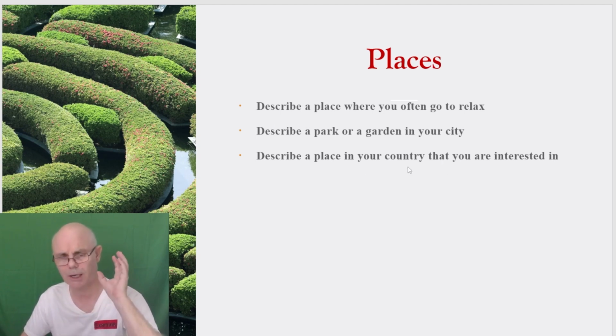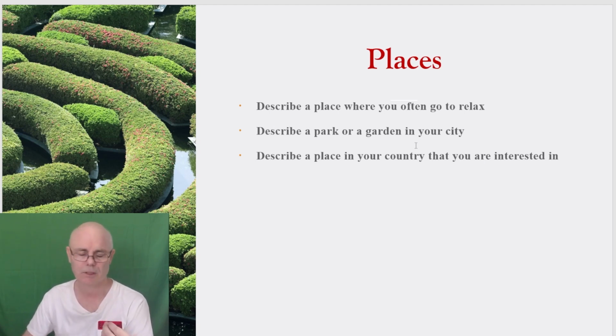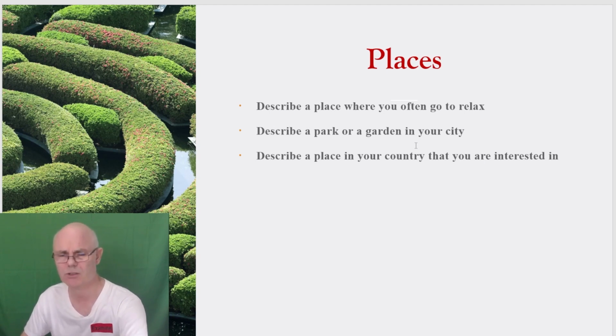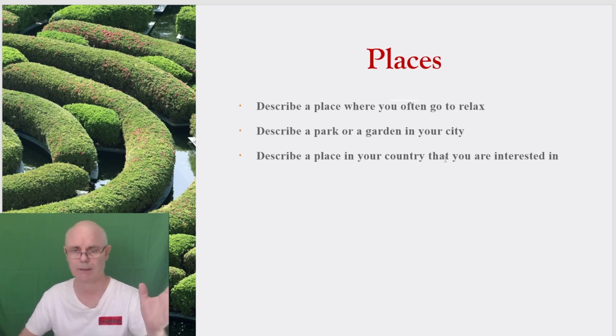So if you pick a national park in your country, a famous national park in your country, then you could use it to answer all of these 3. A place where you often go to relax, the national park; a park or garden in your city, the national park. This is presuming that you live in maybe a big city or a city with a national park. If not, it's possible you might need 2 places. You might need a garden, and you might need a place in your country that you're interested in.